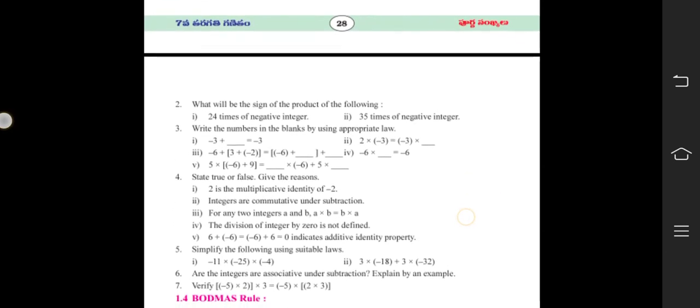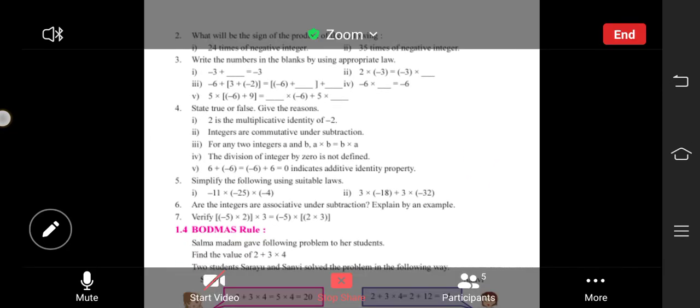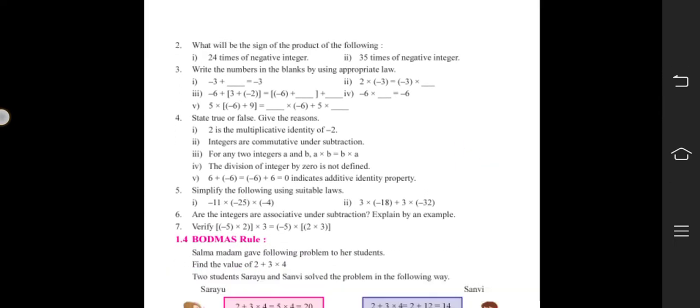What will be the sign of the product of the following? First one is 24 times a negative integer. Is 24 an even number or an odd number, children? 24 is an even number.